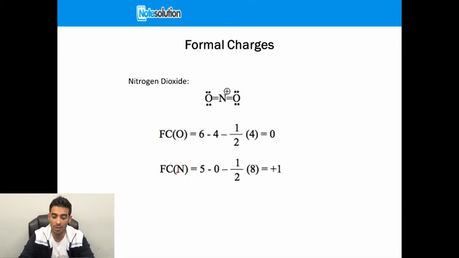Now, the formal charge of nitrogen: we have 5 valence electrons. Nitrogen in this case has no lone pairs, and because we have 1, 2, 3, 4, 5, 6, 7, 8, we have 8 electrons in total bound by covalent bonds. Multiply this by half, and if you do the addition, you will get plus 1. So the formal charge of plus 1 is present on the nitrogen, which makes sense, and the formal charge on oxygen is 0. So this is the least formal charge that can be present on those 2 atoms.